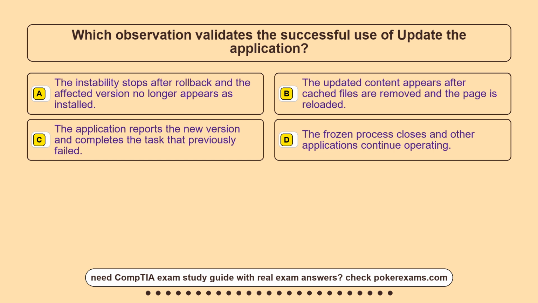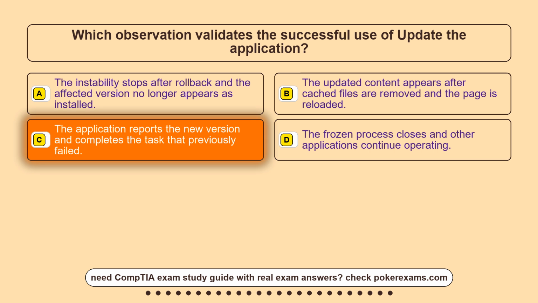Option A. The instability stops after rollback and the affected version no longer appears as installed. Option B. The updated content appears after cached files are removed and the page is reloaded. Option C. The application reports the new version and completes the task that previously failed. Option D. The frozen process closes and other applications continue operating.